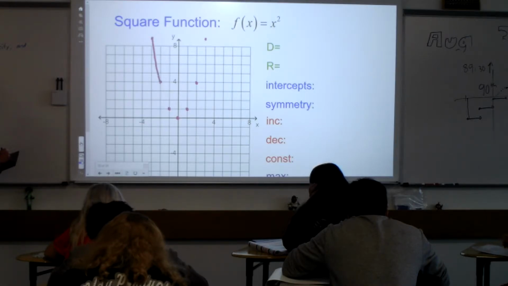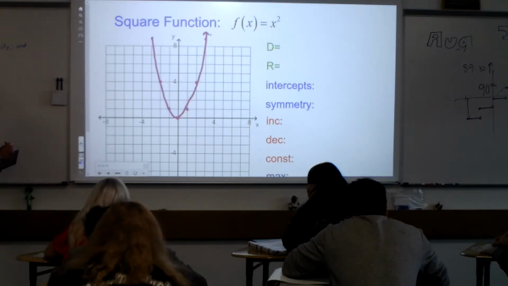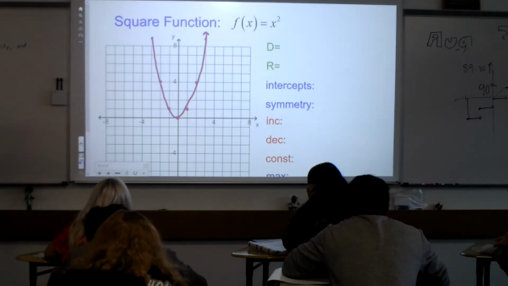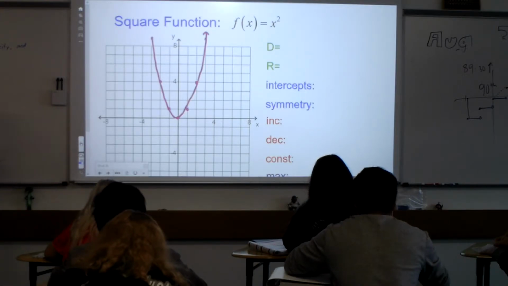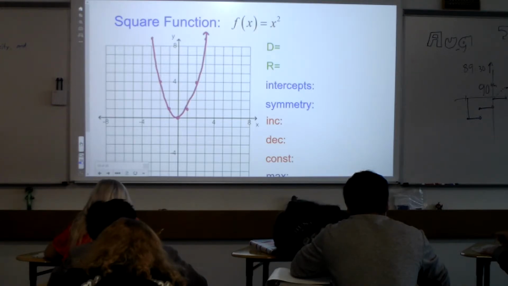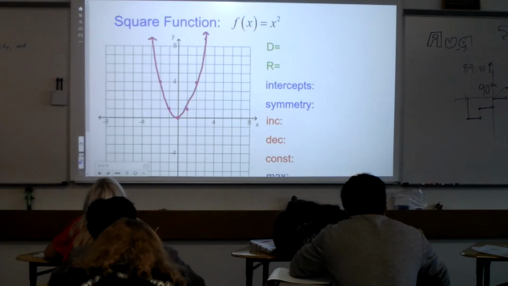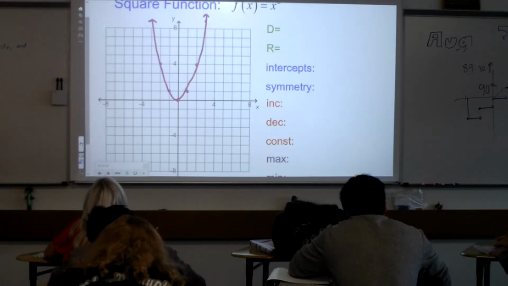That's what it looks like. Here are your key points: 0, 0, 1, 1, 2, 4, 3, 9. When you square a negative, it turns positive. So we get negative 1 squared is 1, negative 2 squared is 4, negative 3 squared is 9. Okay, there is our parent function for squared, x squared. I want you to take 1 minute and try to fill in the domain, the range, the intercepts, and everything else, okay? 1 minute, go.